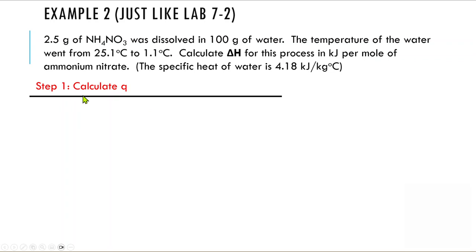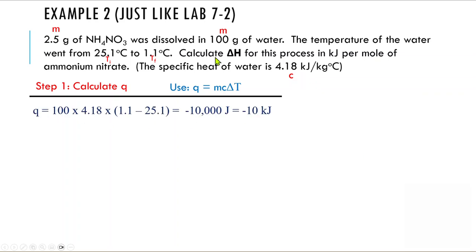All right, so first thing we're going to do again is calculate Q. Let's go ahead and label the variables in the problem though. We're going to be using Q equals mc delta T. 2.5 grams is a mass. 100 grams is also a mass. The temperature of the water goes from 25.1 to 1.1, making 25.1 the initial temperature and 1.1 the final temperature. We're given the specific heat, which is C.